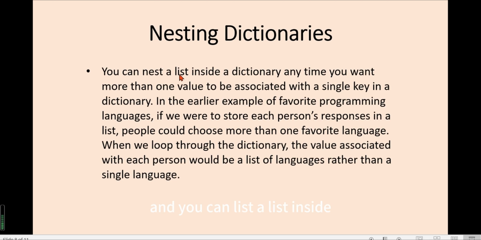And you can nest a list inside the dictionary anytime you want more than one value to be associated with a single key in a dictionary. In the earlier example of favorite programming languages, if we were to store each person's response in a list, people could choose more than one favorite language. So when we loop through the dictionary, the value associated with each person would be a list of languages rather than a single language.